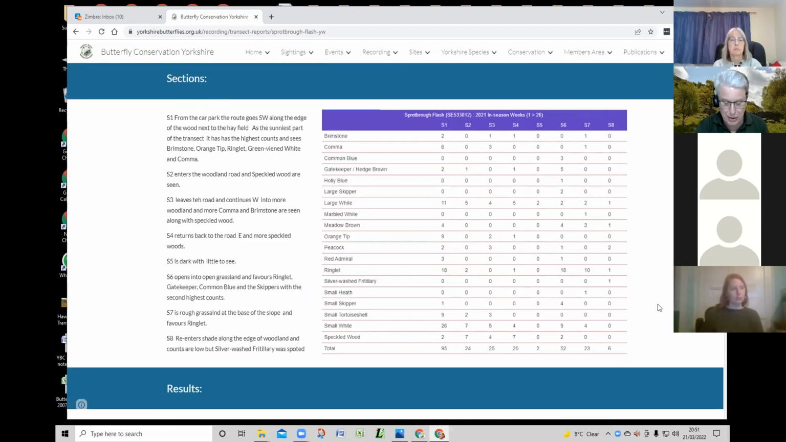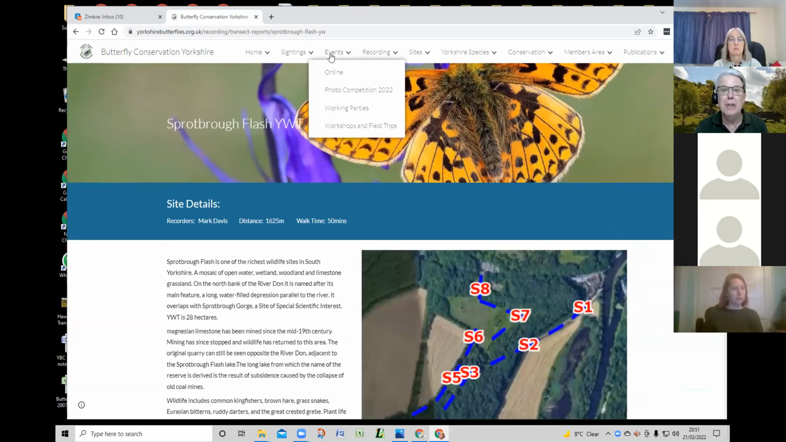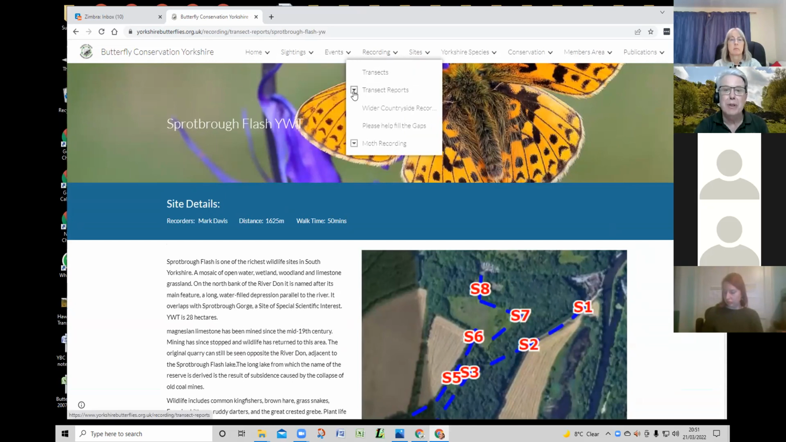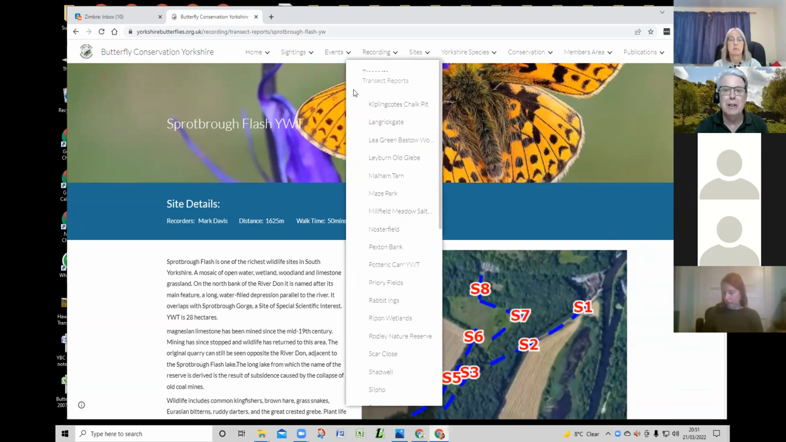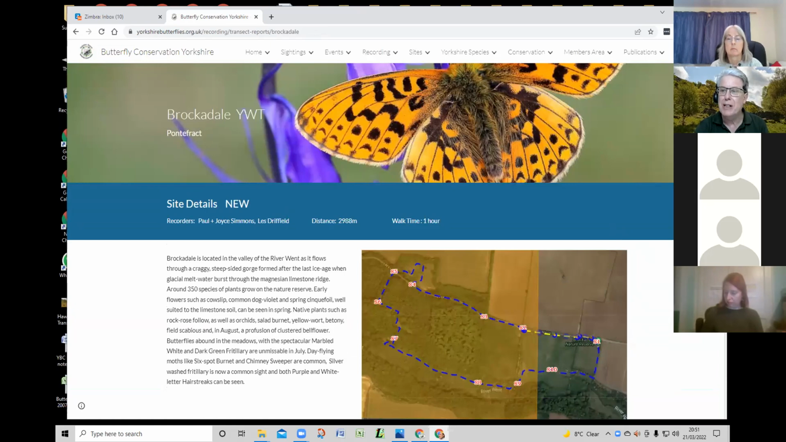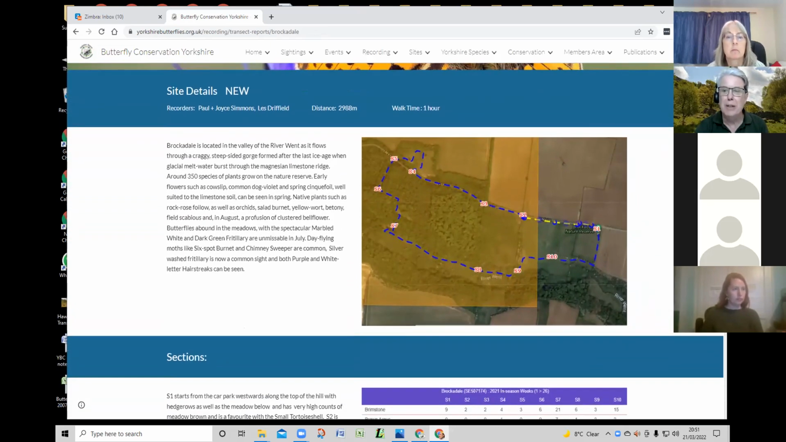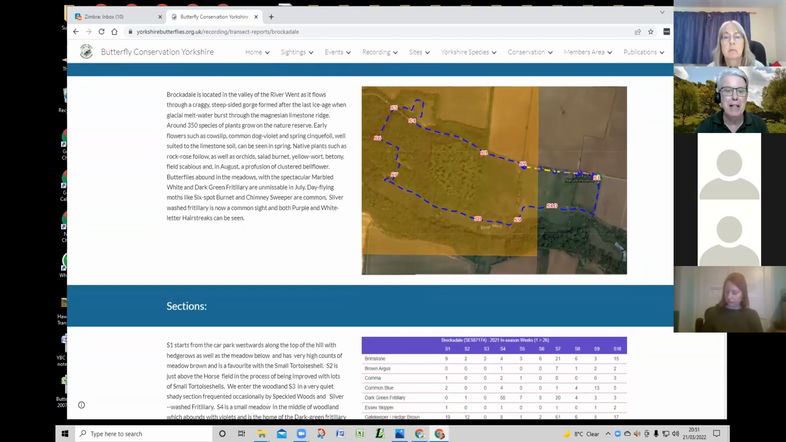Moving on to another new one, which has to be my very first site that I visited when I came to Yorkshire many, many years ago, which is Brockadale. And it's the first time we've had a transect there, so we can actually see not only the number of species, but how many of the species.